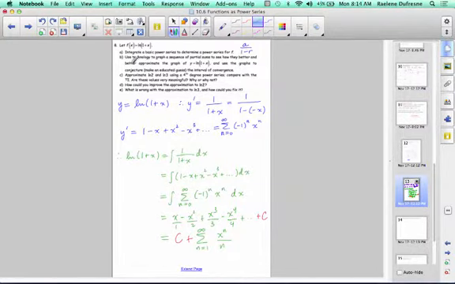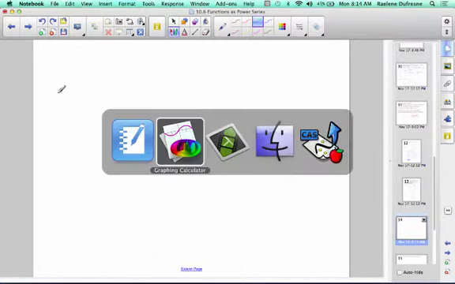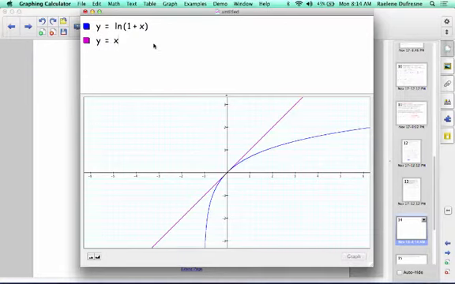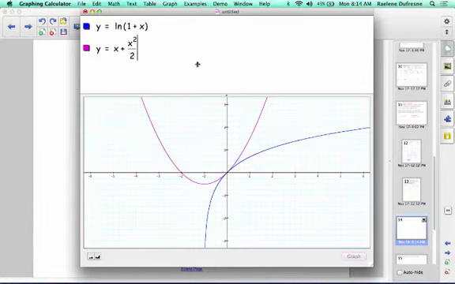In part B, it says to use technology to graph a sequence of partial sums to see how these better and better approximate the graph of y equals ln of 1 plus x. So let's take a look at the graphs of y equals the ln of 1 plus x. And we see there's the graph of ln x, translated 1 back. We could also write this as x plus 1. And now we have y equals x. We have y plus x squared over 2. Rather, it should be minus because we have alternating series here.